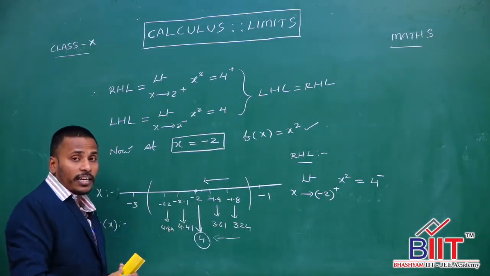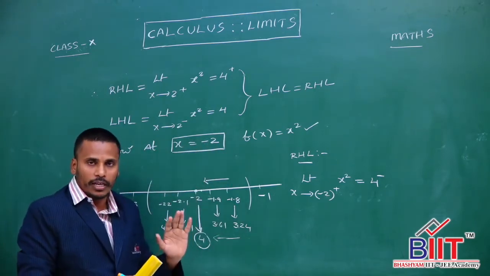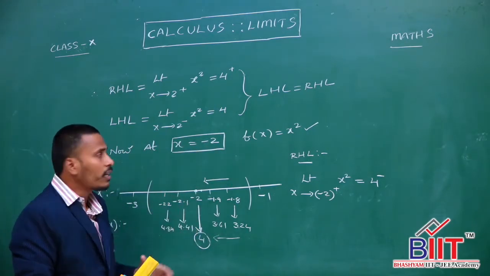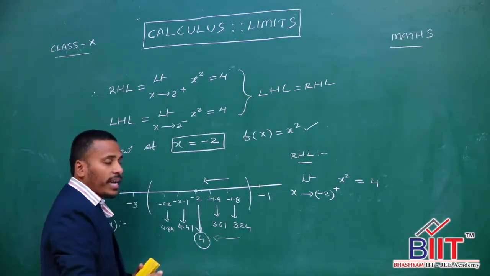But to answer the limit of the function, usually we won't consider this 4 plus or 4 minus, we treat it as 4. So, here the value is 4, and here the value is 4. This is the right hand limit.